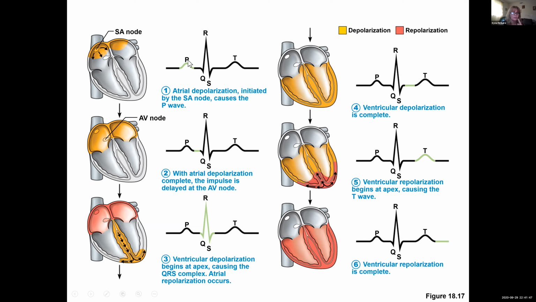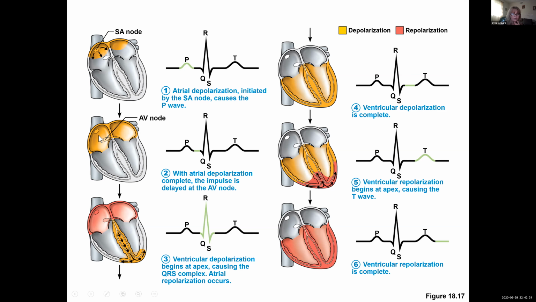So first we have this P wave, and this is our atrial depolarization initiated by the SA node. The P wave is both SA node depolarization and atria depolarization, because you cannot really see depolarization of one single node. It's a very small structure, and you will not be able to record it. So this P wave is a depolarization of atria initiated by depolarization of the SA node, right? Okay, so that's a P wave.